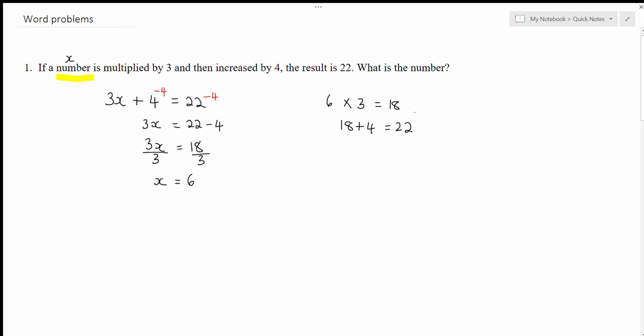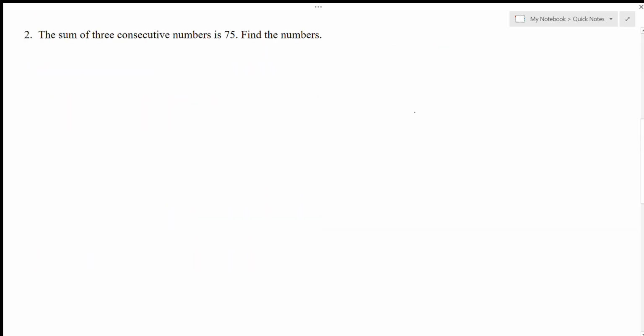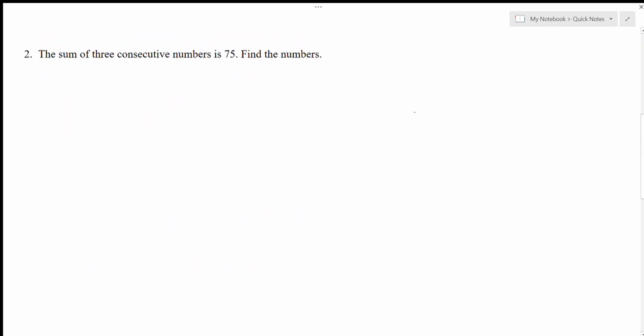Okay, let's have a look at number 2. The sum of 3 consecutive numbers is 75. Find the numbers. So consecutive means they follow on, like if it was 13, you'd have 13, 14, 15. So in terms of x, x would be your first number. The second number would be x plus 1. The third number would be x plus 2.